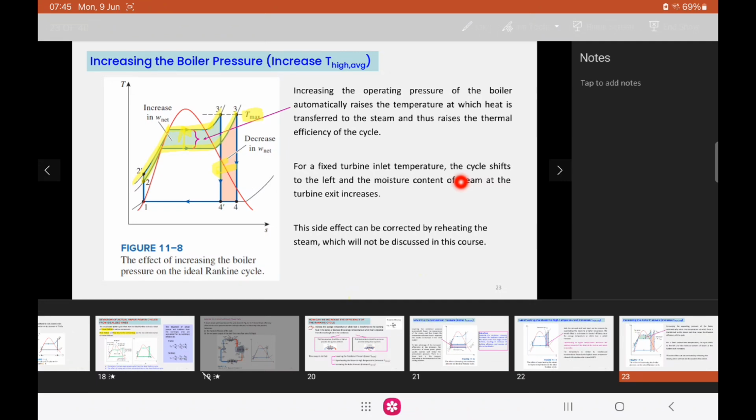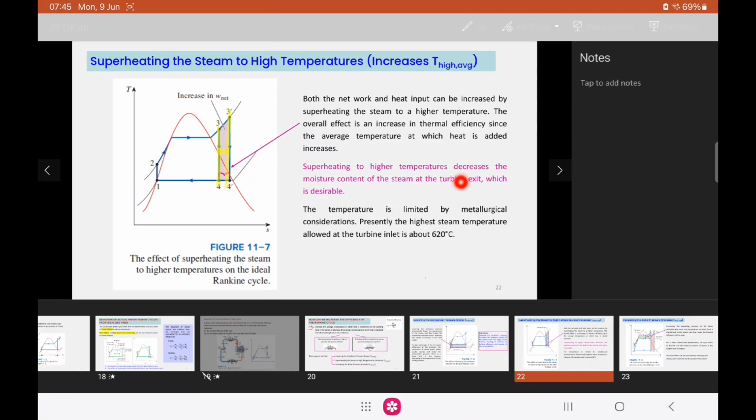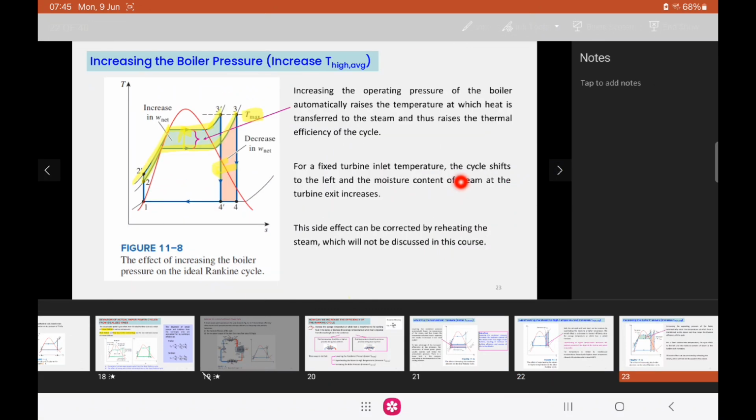One thing that I need to remind you is that when we increase the temperature of the steam, we need to make sure that it does not go beyond 620 degrees Celsius, because the temperature is limited by metallurgical considerations, and the highest steam temperature that can be allowed at the turbine inlet is 620 degrees Celsius. Okay, all right, I think that's all.